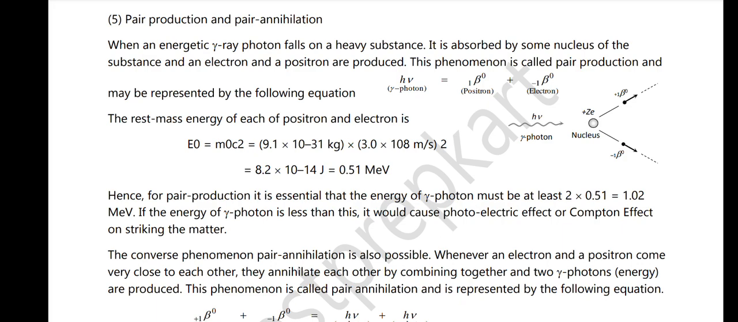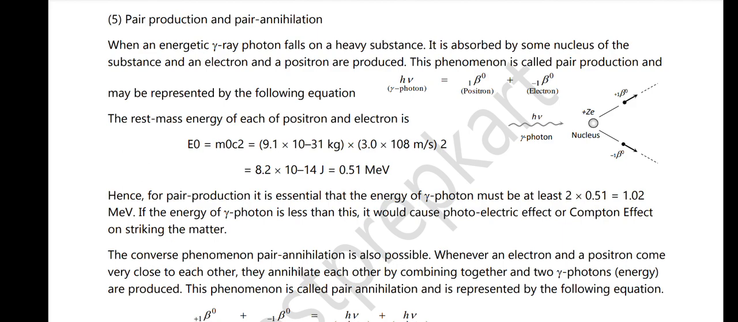Now the converse phenomenon, pair annihilation, is also possible. Whenever an electron and a positron come very close to each other, they annihilate each other by combining together. When they combine, energy is produced in the form of gamma photons.